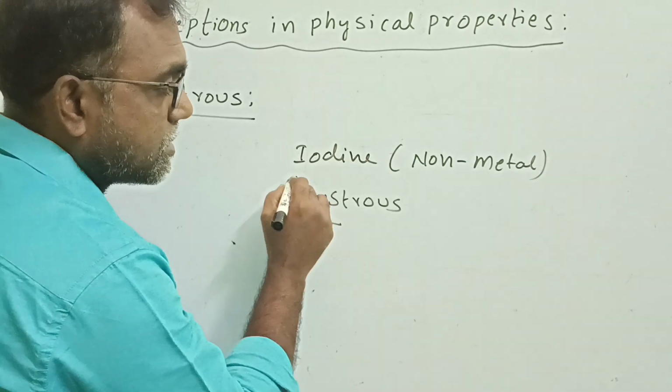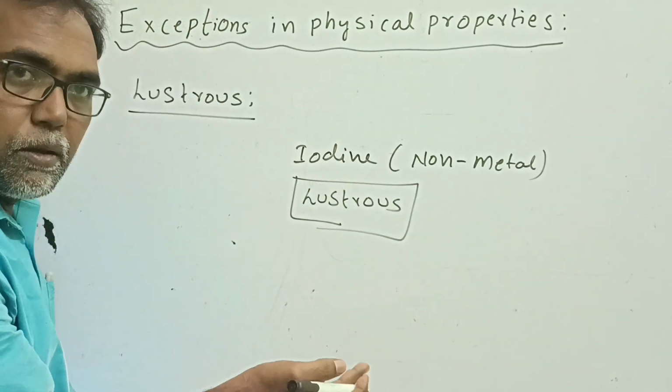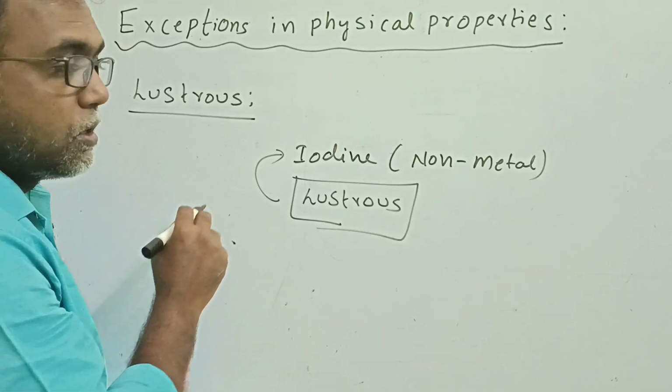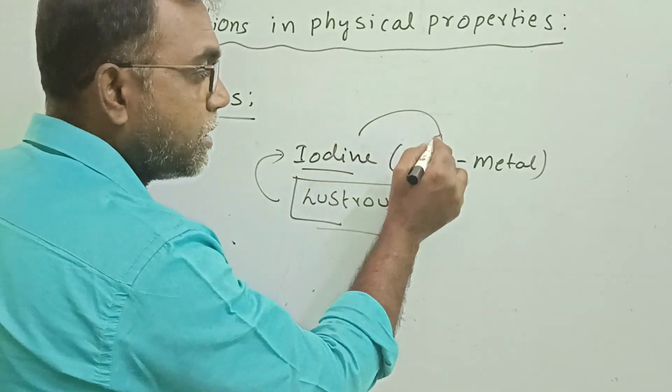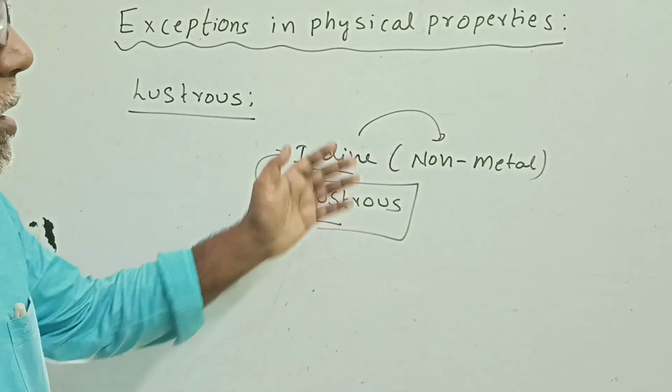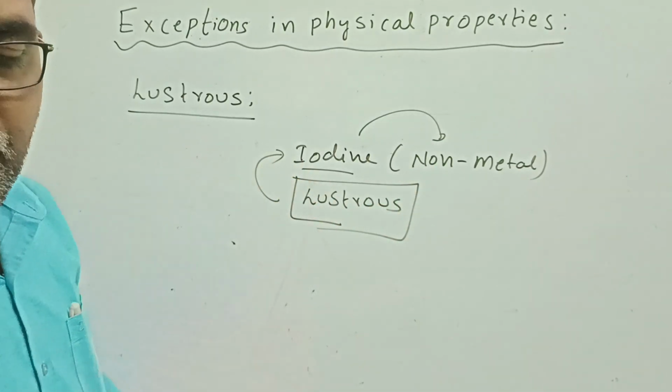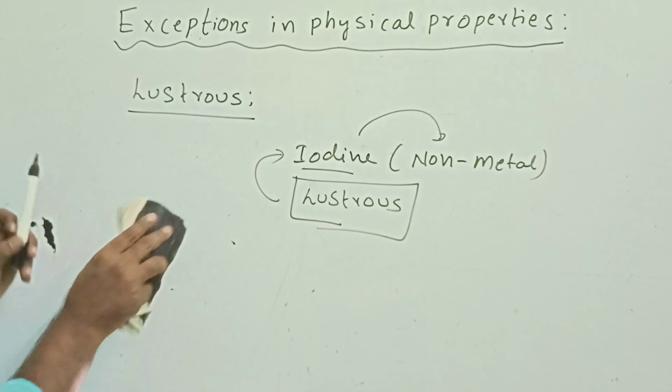So basically lustrous property is a metal property. But here who is showing this lustrous property? Iodine. But what is iodine's nature? Iodine is a non-metal. So lustrous non-metal is iodine. This is another exception in case of lustrous property.